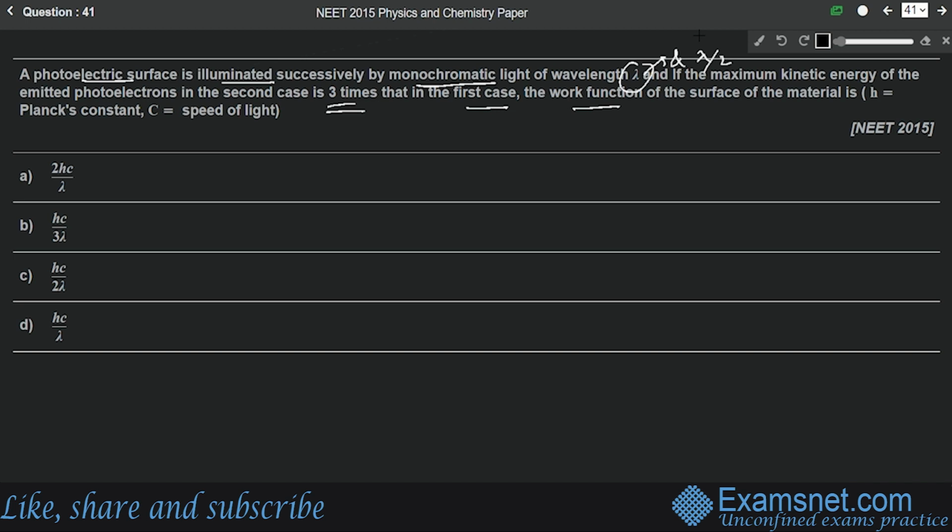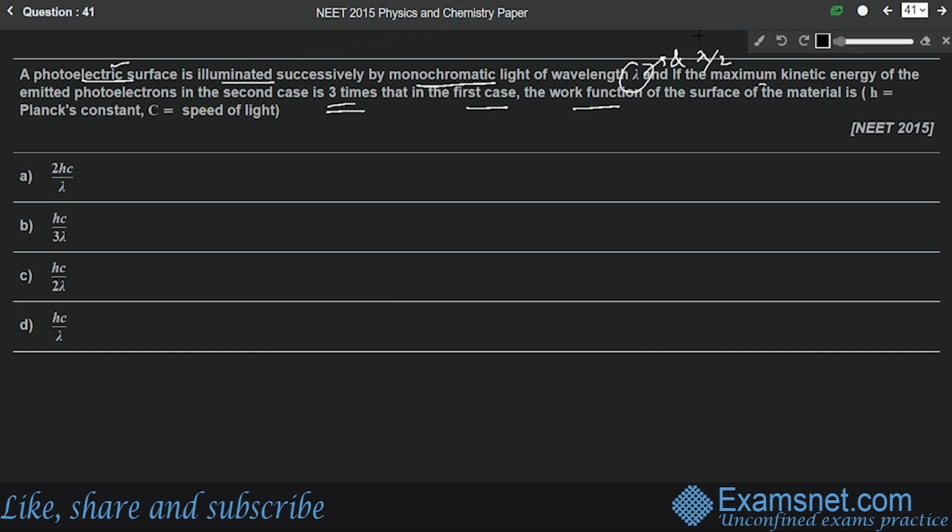So basically it is said that a photoelectric surface is illuminated 2 times, first by using the light of wavelength lambda and second by using the light of wavelength lambda by 2. Okay, the maximum kinetic energy in the second case is 3 times that in the first case.